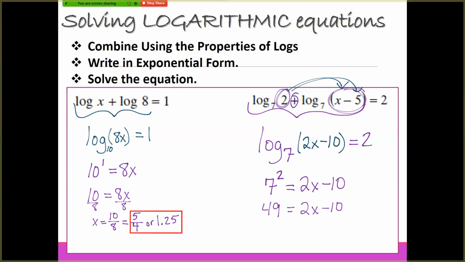So now we have 49 equals 2x minus 10. We're going to add 10 to both sides. So 59 equals 2x. Divide both sides by 2 to get 59 over 2. Or again, if you convert it to a decimal, 29.5. So finally, the answer is 59 over 2 or 29.5 as a decimal.